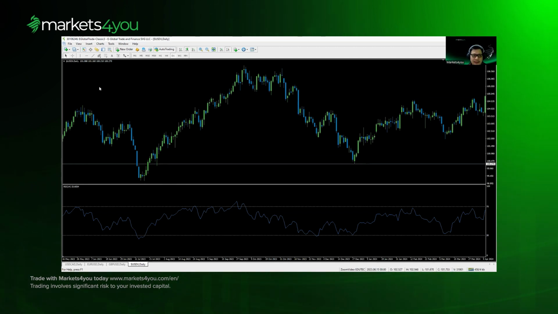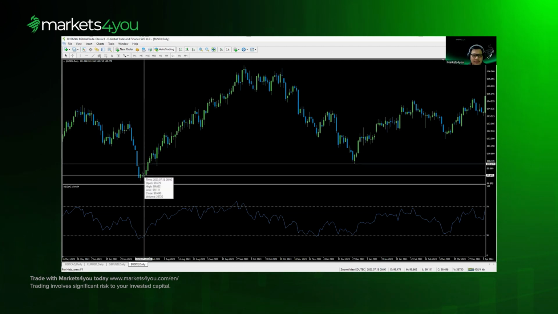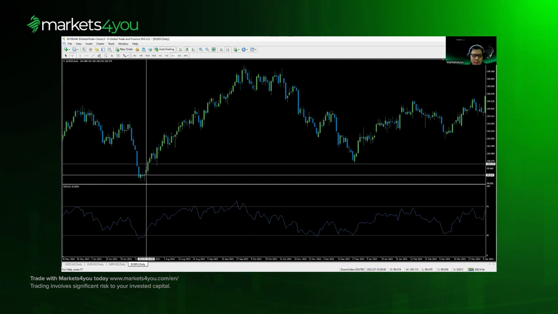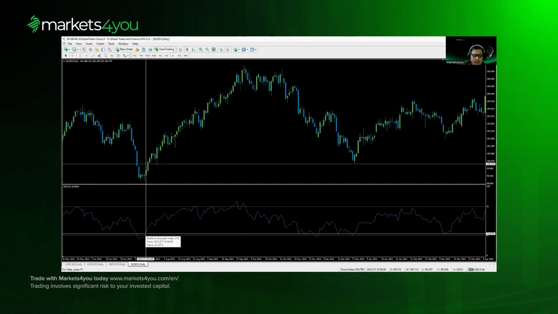At the same time this reversal pattern closed, the next candle opened and showed that it moved back above the 30 level of the RSI. So it's showing that it's moving in an uptrend after that.